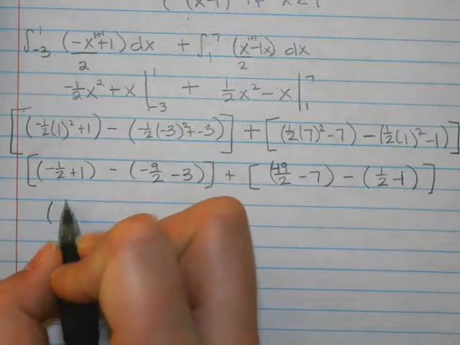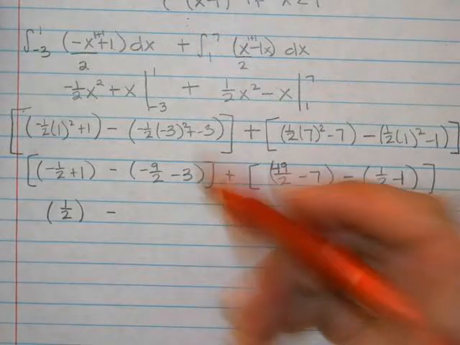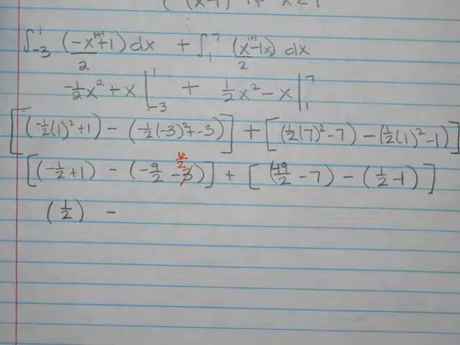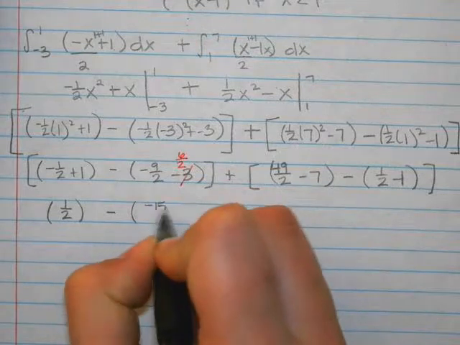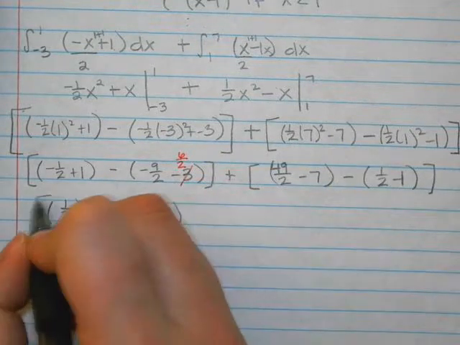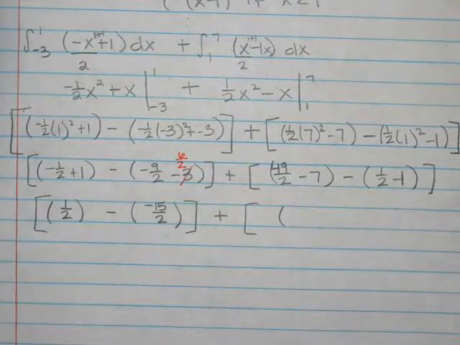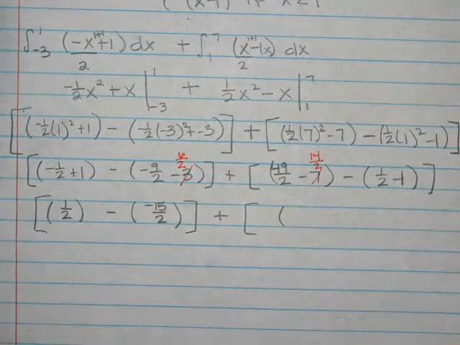So this one is 1/2 minus this 3 right here, I'm going to think of as 6/2. Why is it beneficial for me to think of it that way? Yeah, common denominator, then I can actually deal with those fractions. So I'm minusing off -9 minus 6 is -15/2. Okay, so I have that, plus I'm going to think of this one as 14/2. 49 minus 14, 35.